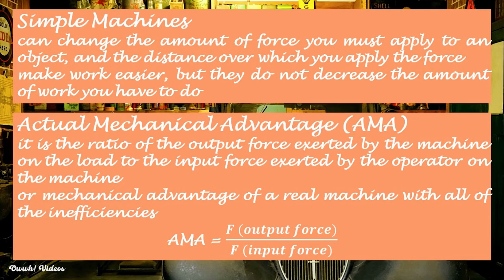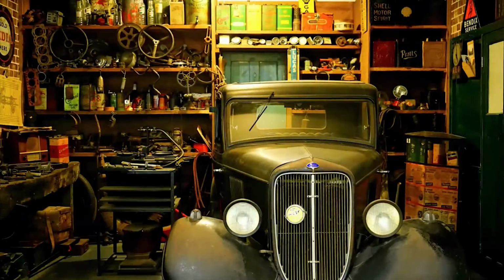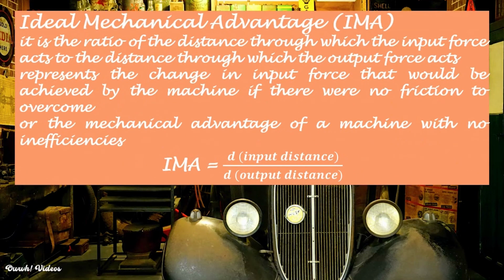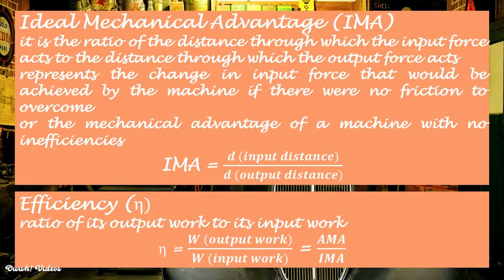AMA is output force over input force. Ideal mechanical advantage. It is the ratio of the distance through which the input force acts to the distance through which the output force acts. Represents the change in input force that would be achieved by the machine if there were no friction to overcome, or the mechanical advantage of a machine with no inefficiencies. IMA equals input distance over output distance.